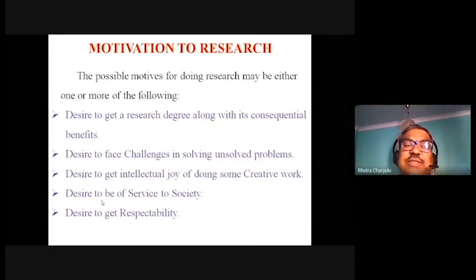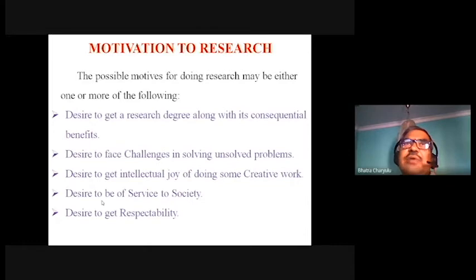And desire to face challenges in solving unsolved problems. You have to identify what is challenging and useful to society, and we make an attempt on that. It may be proved or disproved, or you may fail. Why we are failing is also a part of the research. If we go in this particular methodology, we cannot succeed, so you can also give that as a conclusion. Either proving or disproving, both are parts of research.